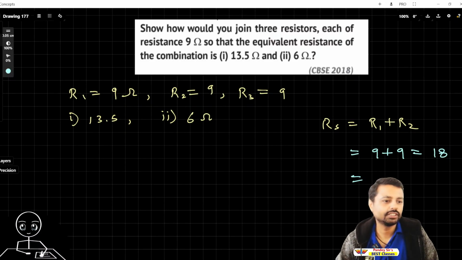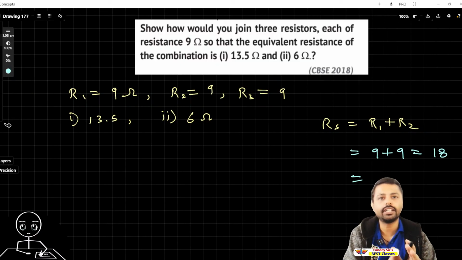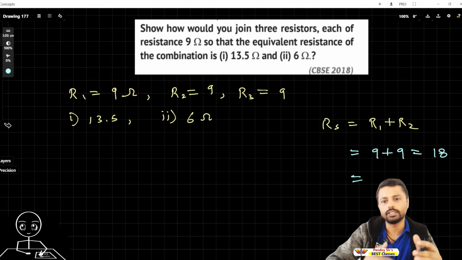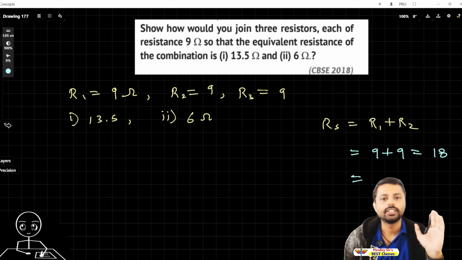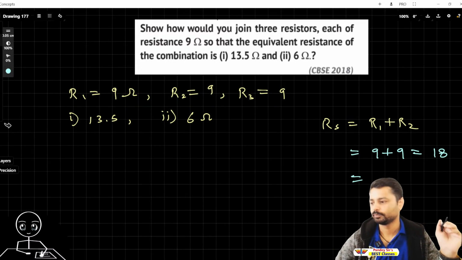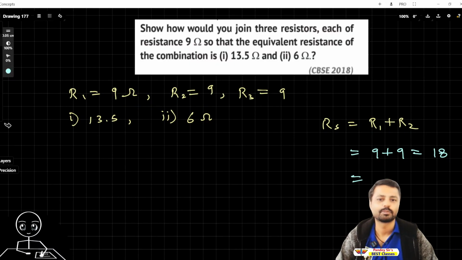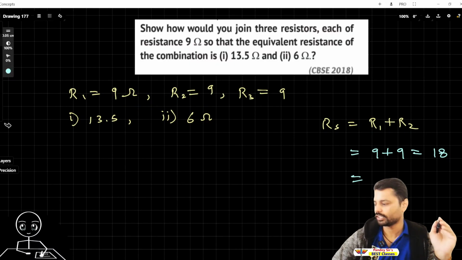So this is 18. Okay. Now this last one you have to add in such a way, with the resistance of series formula or the resistance of parallel formula, that you will get this 13.5. Let's see. Tell fast. And last 5 seconds, then I'm going to solve it.